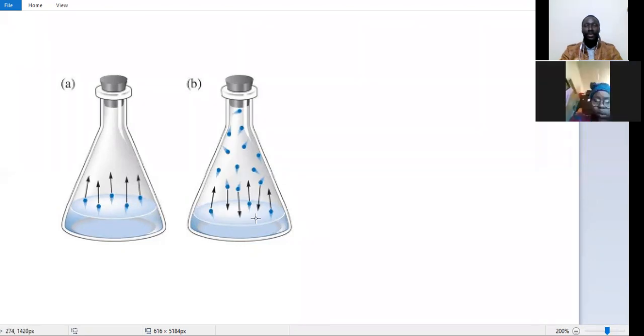Into water. That point, when the rate of evaporation equals the rate of condensation, is what we call equilibrium, okay?